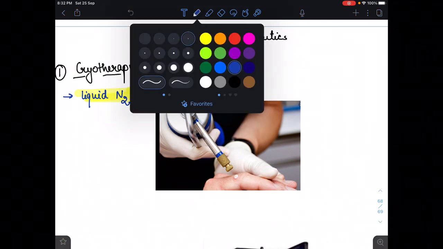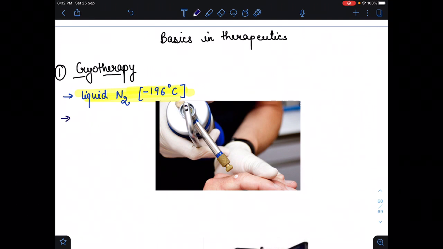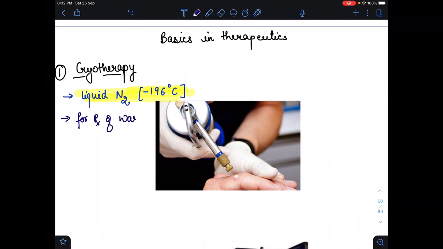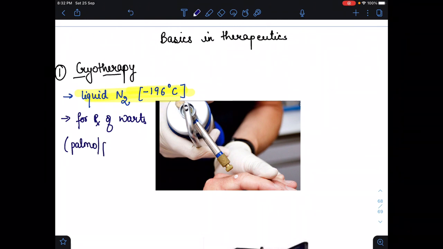And where do we use cryotherapy? Cryotherapy is used for treatment of warts, for treatment of warts on the palmar or on the plantar regions, either on the hand or on the foot of the patient. And also it is used on genital warts. So basically it is used in warts: palmar, plantar or genital warts.